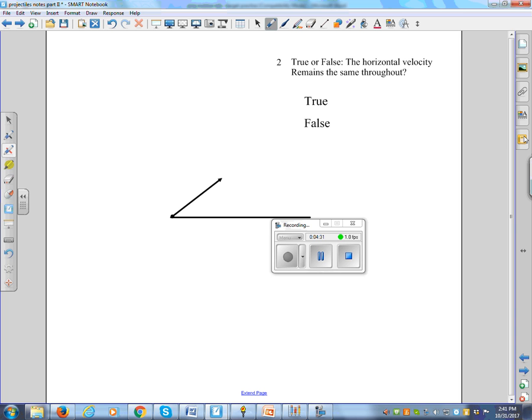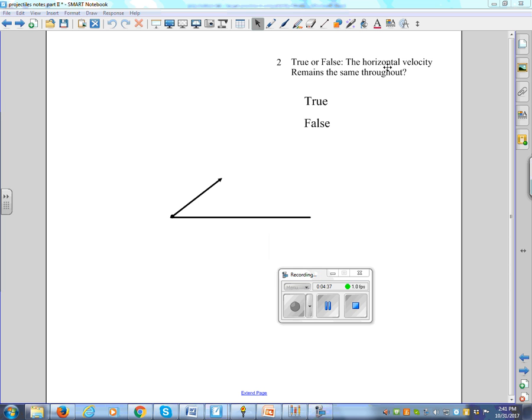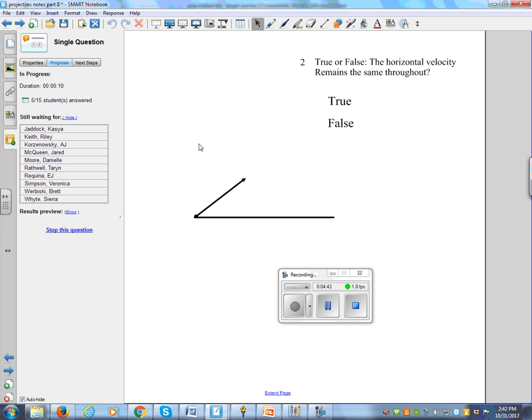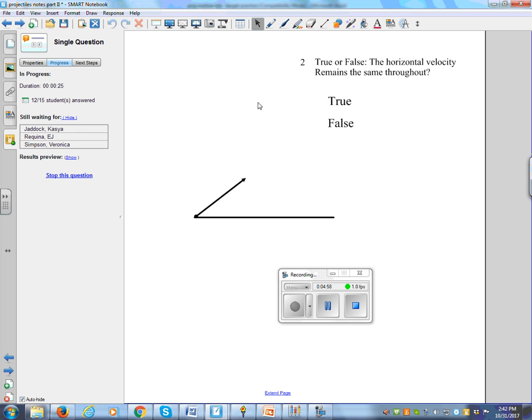Let's see how number 2 goes. True or false? The horizontal velocity remains the same throughout. That previous one did say acceleration, right? Yes, it did.